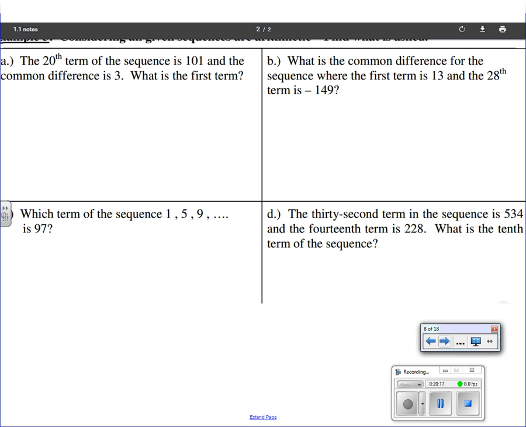All right. Last 4 examples for today. Last 4. So let me write the formula again. Okay, the 20th term of the sequence is 101, and the common difference is 3. What is the first term? Rudy, what's something they give you? What's something, piece of information they give you? Good. So that means D equals 3. So right here, that's where Rudy got that from. So D is 3. AJ, what's another thing they give you?